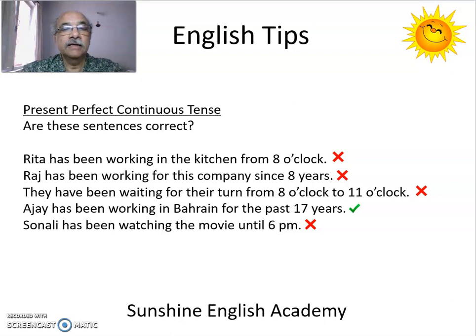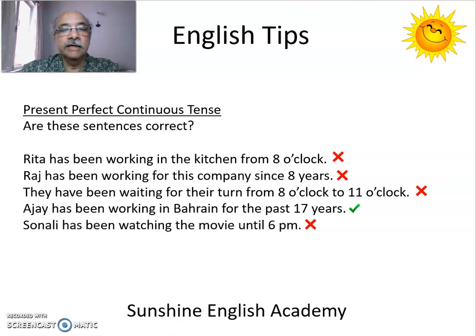The next sentence, Raj has been working for this company since 8 years. This also is wrong because the preposition is wrong. When we mention the duration of time or the length of time for which the action has been going on, then the correct preposition to use is for. So our sentence would be, Raj has been working for this company for 8 years, not since 8 years.